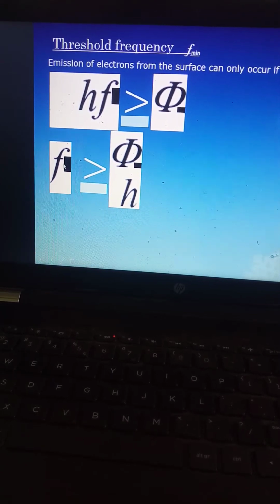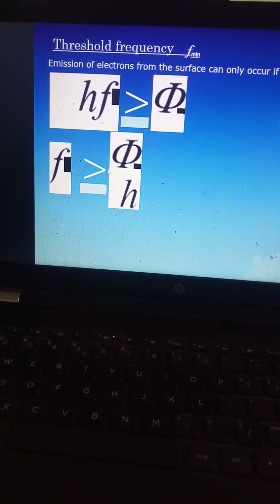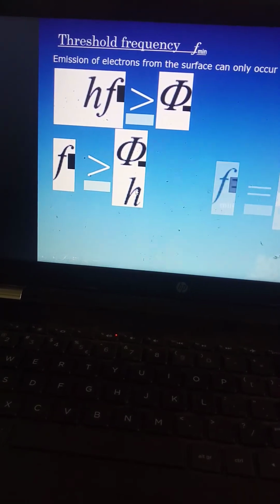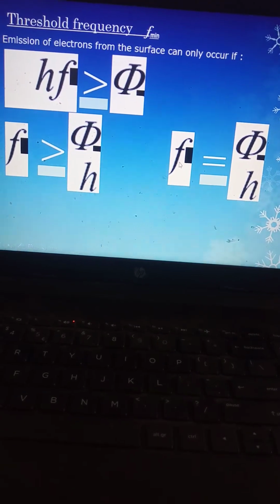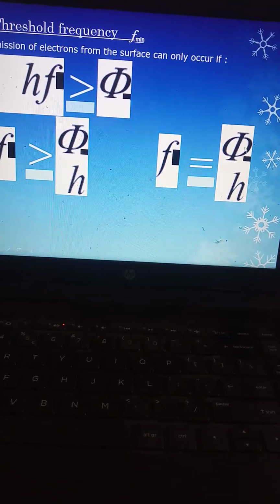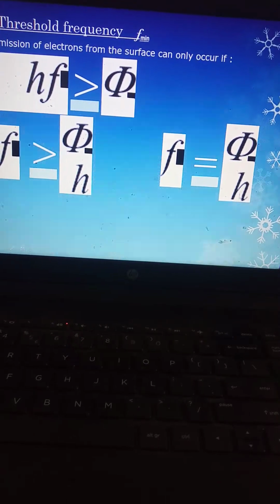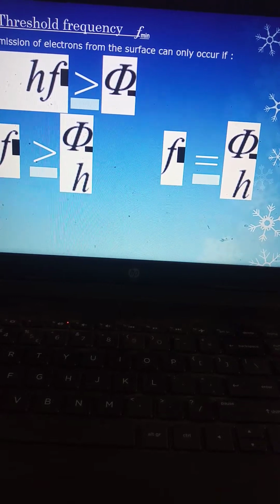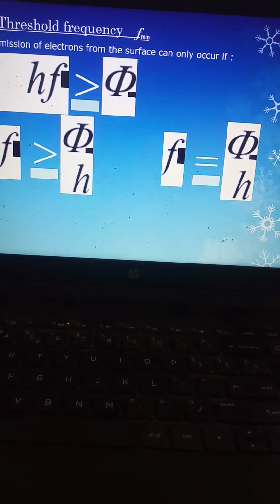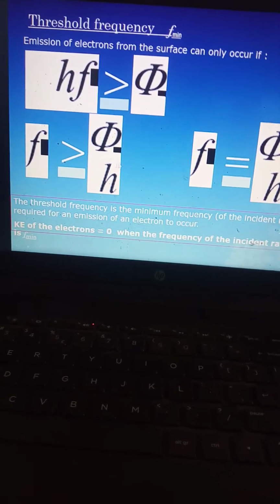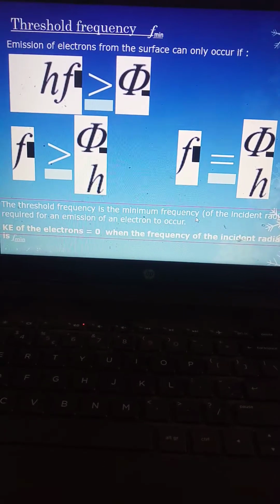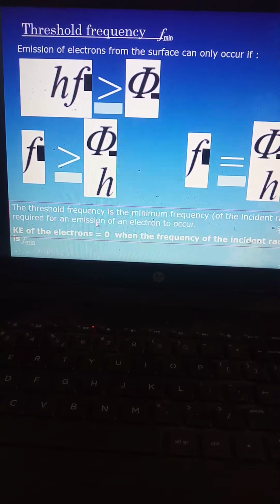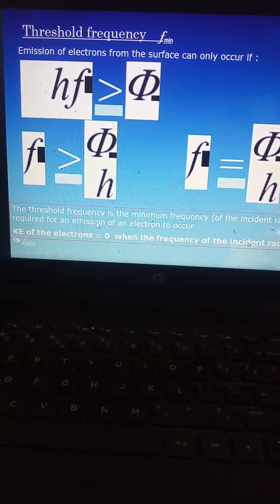Mathematically, that tells you that the frequency of the incident radiation must be greater than the work function divided by Planck's constant. This is a constant. If the frequency is equal to the work function divided by that, that will be the minimum frequency the incident radiation should have to eject an electron. The threshold frequency is the minimum frequency required for the emission of an electron.